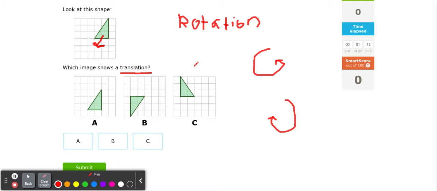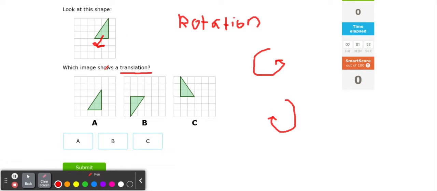There's another thing called reflection, like when you look in the mirror, you see a reflection of yourself or a reflection of an object you put in front of the mirror. That's basically the same thing. A reflection is just a mirror image of the shape itself on the coordinate plane or wherever it's located.